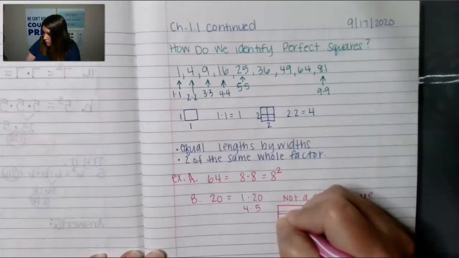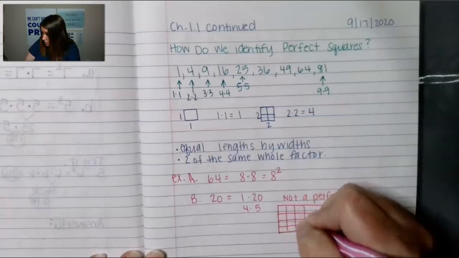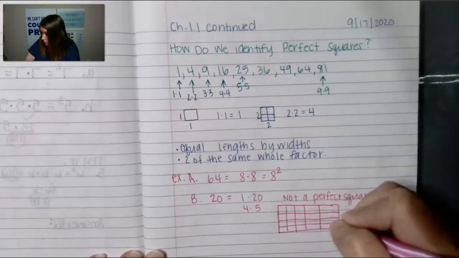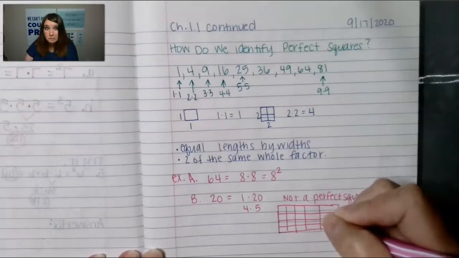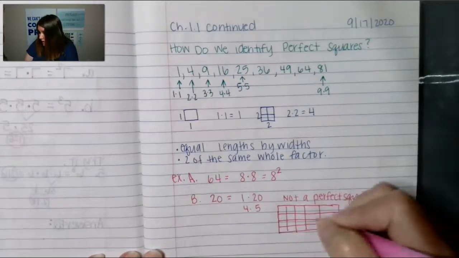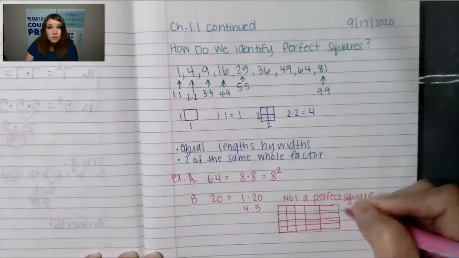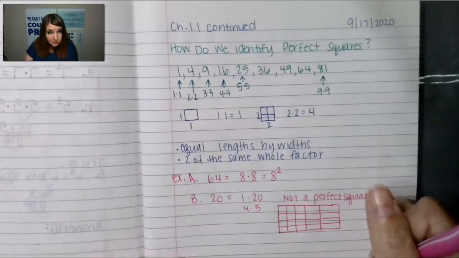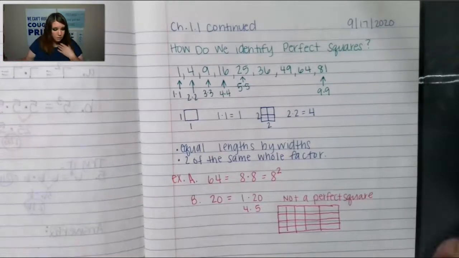and I had 1, 2, 3, 4 by 1, 2, 3. Well, okay, those are supposed to be even, so pretend those are even. Sorry, guys. Okay, so if I had 4 by 5, and that equaled 20, again, not a perfect square. And this example really shows you that it's definitely not perfect. Okay, so not a perfect square.